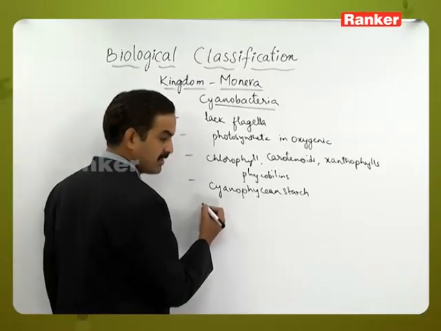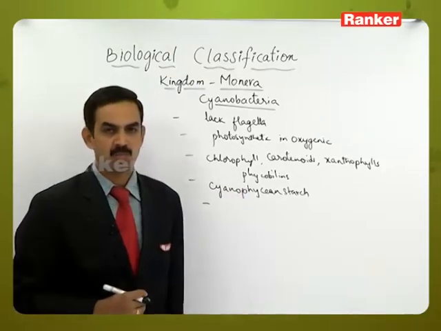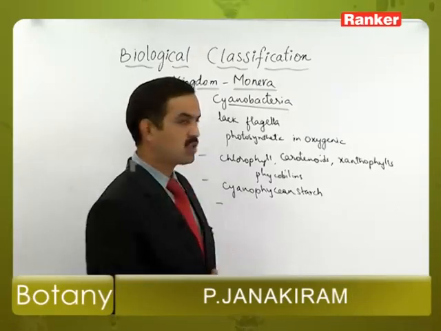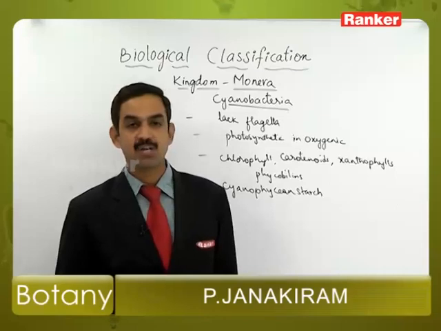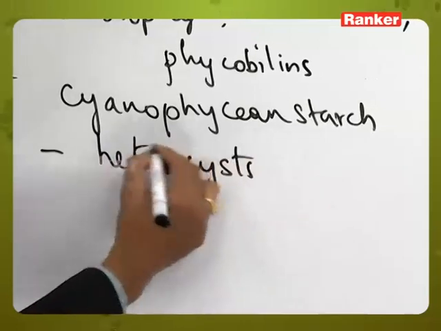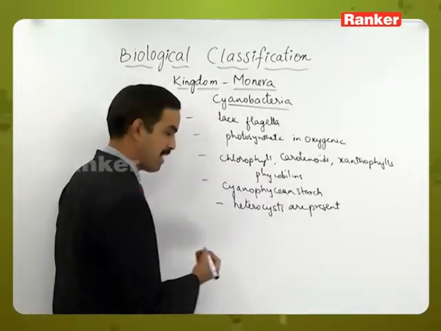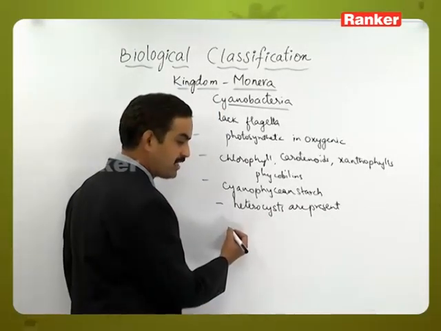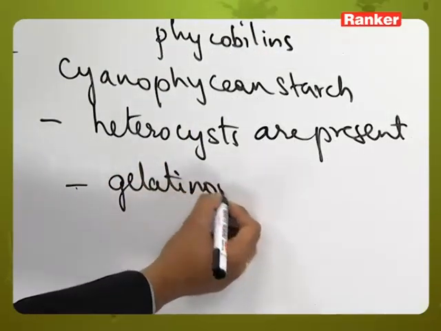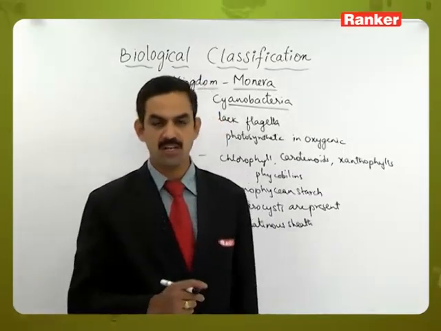So this is how cyanobacteria differ from the normal eubacterial structures, and some of them are useful in nitrogen fixation also. They have special structures called heterocysts, which are not present in the normal eubacterial members. Apart from this, they have a covering like a gelatinous sheath around them. These are some of the characters where the cyanobacteria show variation from the eubacterial members.